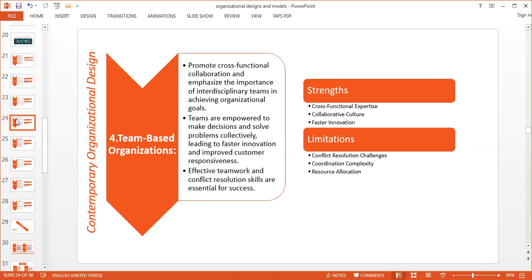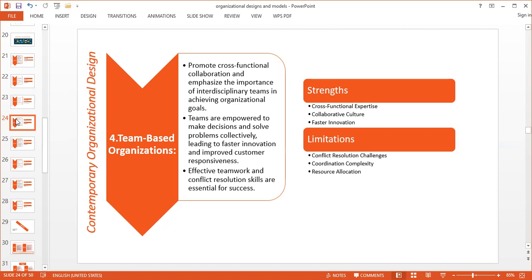Fourth one is team-based organization. Team-based organization promotes cross-functional collaboration, emphasizing the importance of interdisciplinary teams in achieving organizational goals. Teams are empowered to make decisions and solve problems collectively, leading to faster innovation and improved customer responsiveness. Effective teamwork and conflict resolution skills are essential for success.